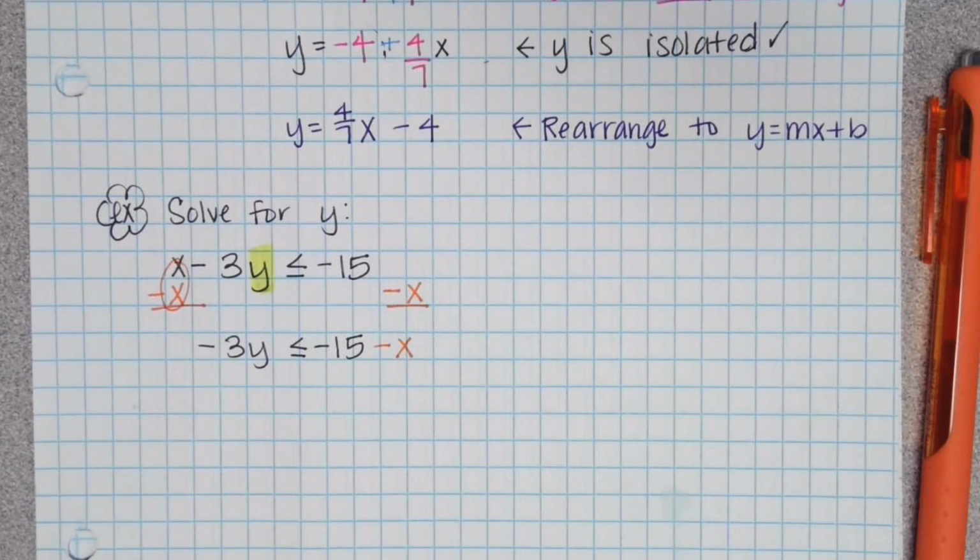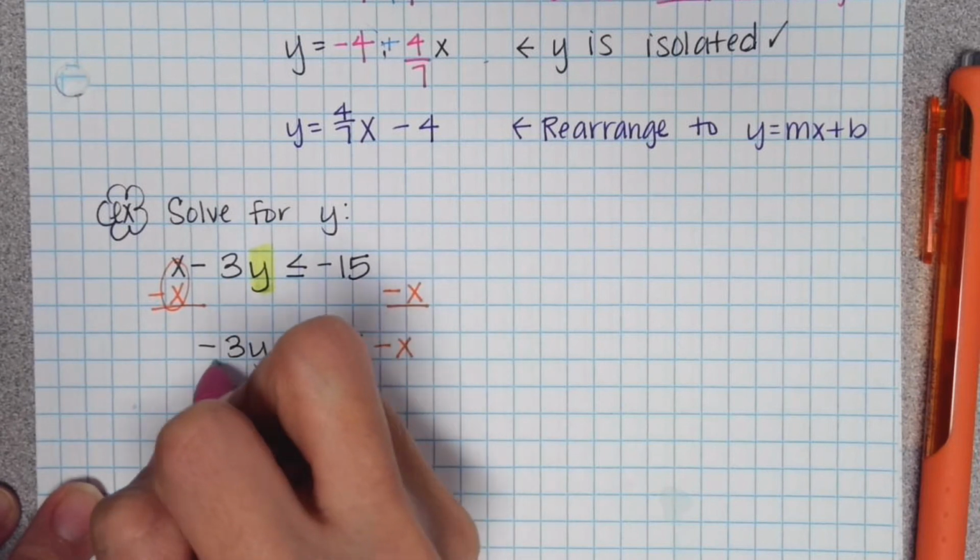What do we do next? Divide everything by negative 3. Divide everything by negative 3. Perfect.